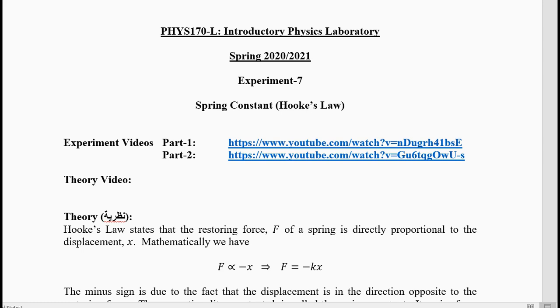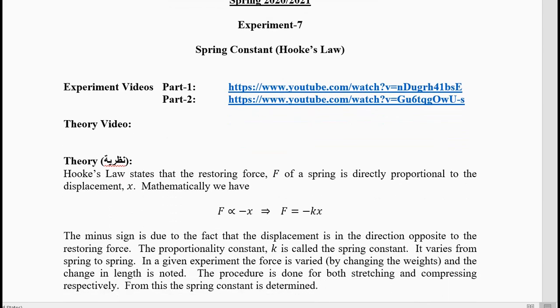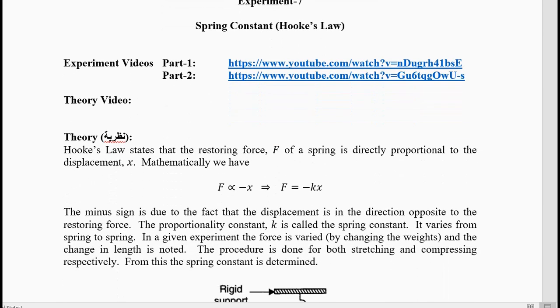For the course Physics 170L, Introductory Physics Laboratory, for the semester Spring 2020-2021. The lab videos are given in these two links. They are two small videos from the lab, and the theory video made from my notes is what you are watching right now. Now, what is Hooke's law?